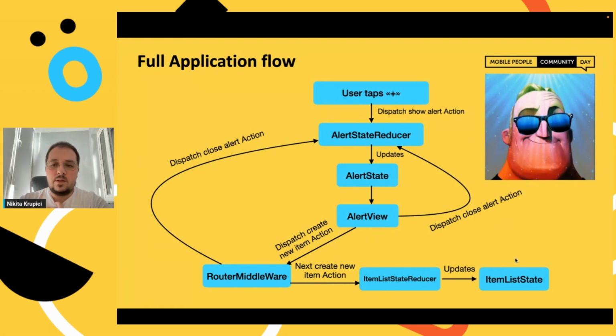So it will update the app state. The presenter of the first screen will get the notification that the app state was updated. It will convert the app state to the props, and the UI will update itself.